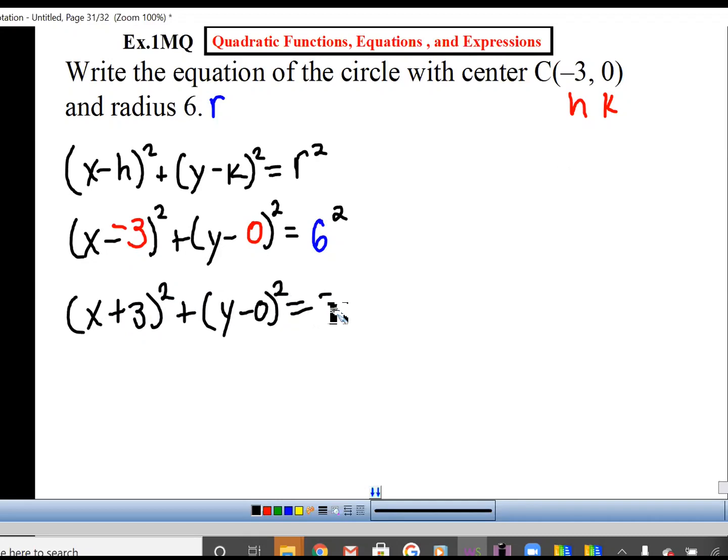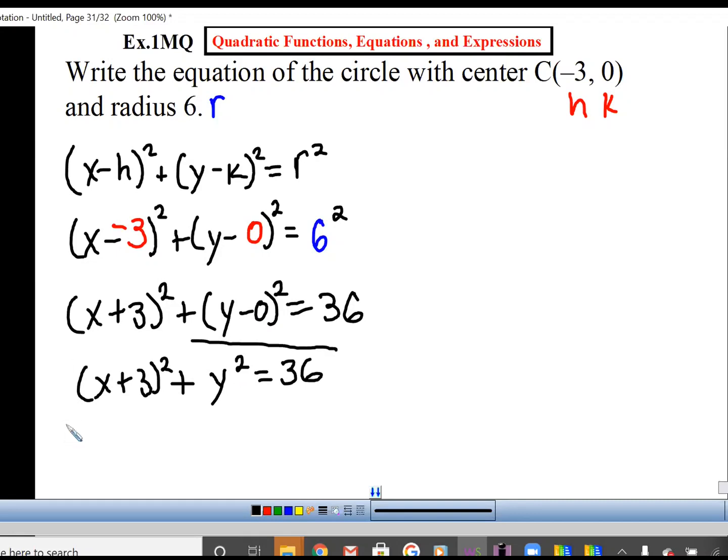Simplify that. So we got x, negative times a negative is a +3 close parentheses squared, plus y minus 0 squared equals 36. Now, sometimes they're going to present it like this, but can I simplify this second parentheses more? Yes, this would be x plus 3 squared plus, since the 0 is 0, we're left with what? Y squared equals 36.